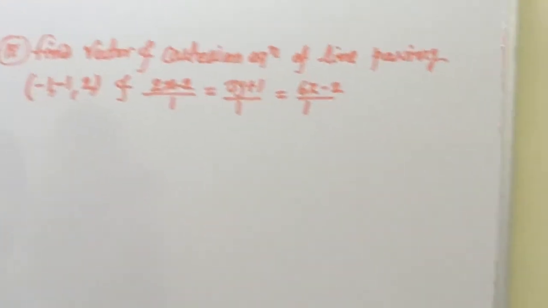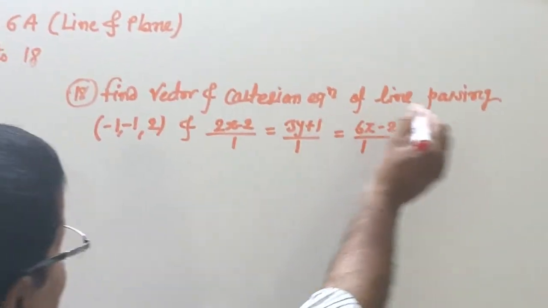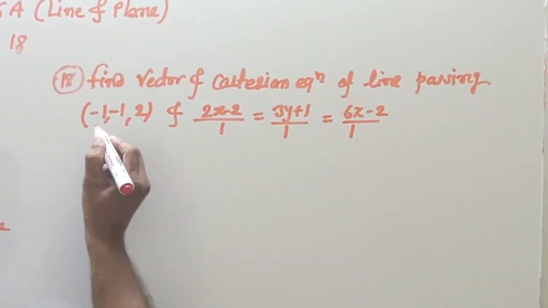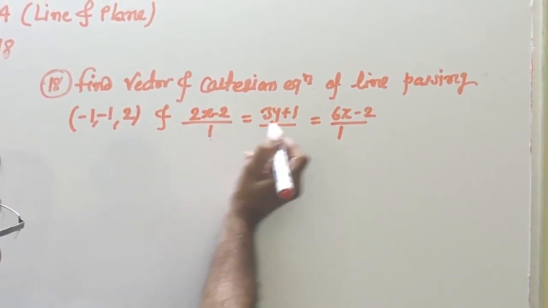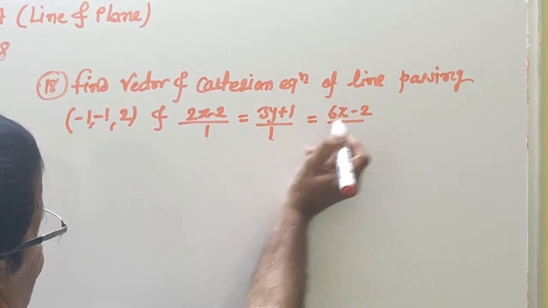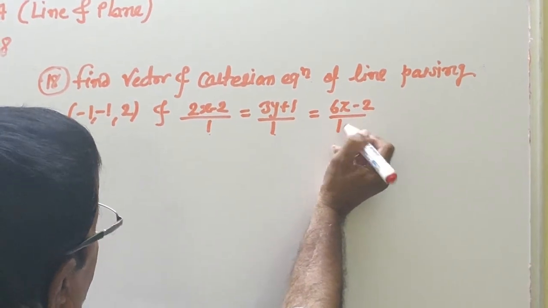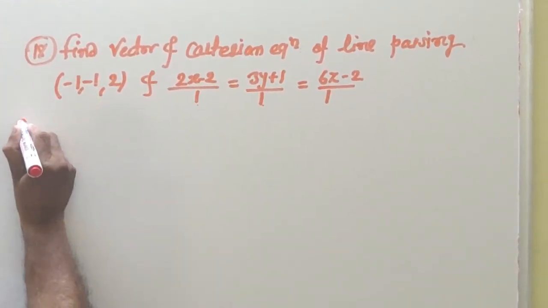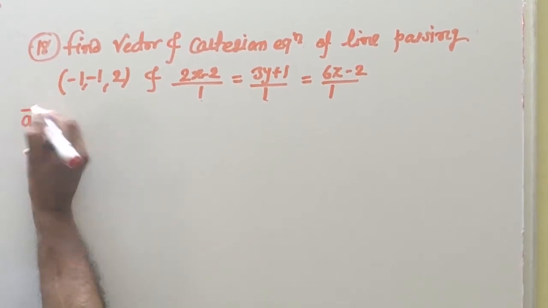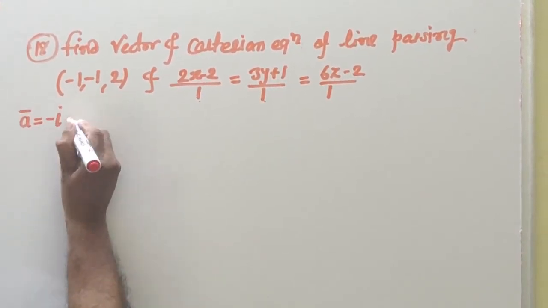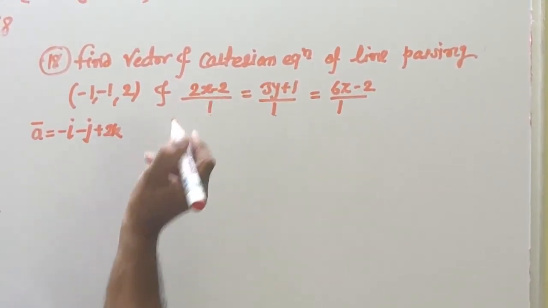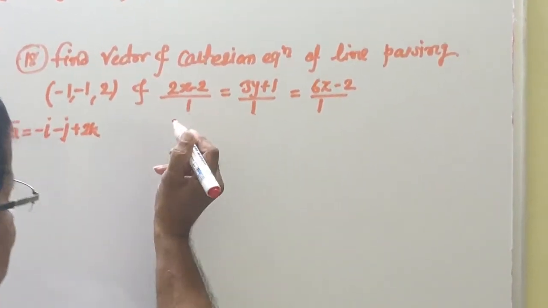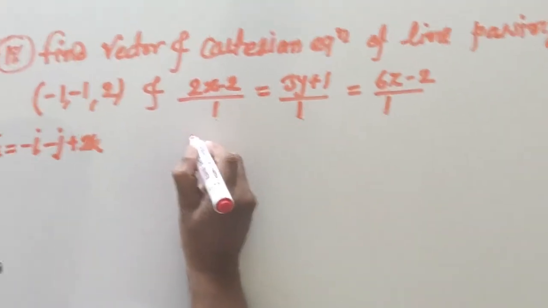Okay. Now we are going to solve problem number 18. Find the Cartesian equation and the vector equation of the line passing through minus 1, minus 1, 2 and (2x minus 2)/1 = (3y plus 1)/1 = (6z minus 2)/1. Okay. Now from this point I can write down a is equal to minus i minus j plus 2k. Okay. Now I will arrange this equation. The coefficient of x must be 1. So I will divide the whole by 2.